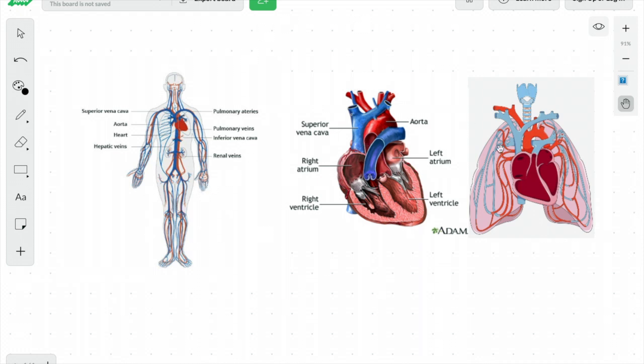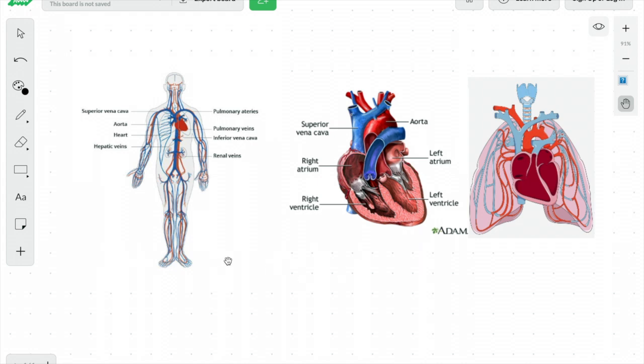We have a lecture on the branches of the aorta; you can see them in the attached files and in the search bar. And this is all about the circulatory system, how the blood moves in your system.